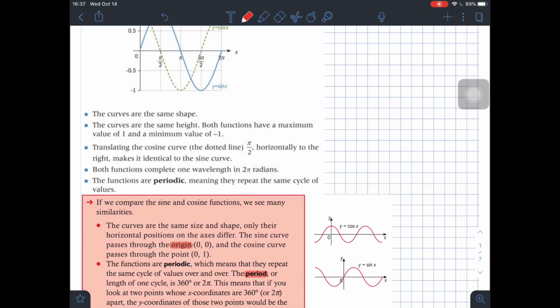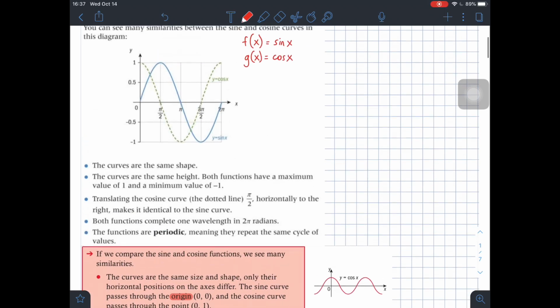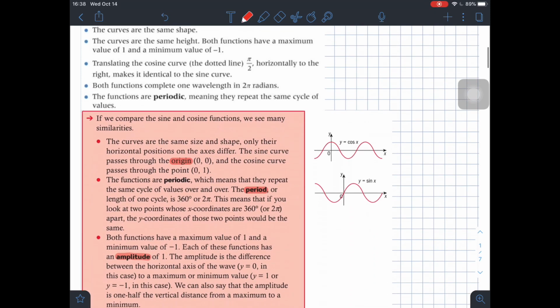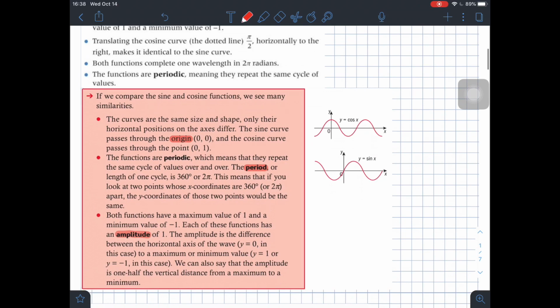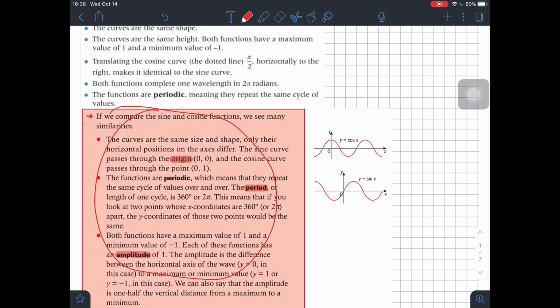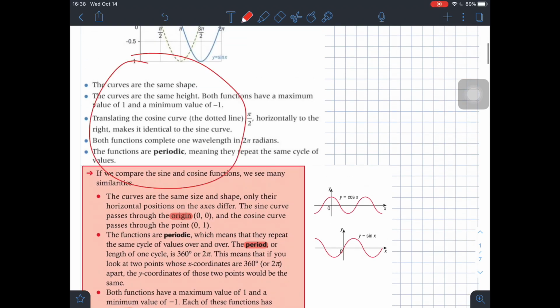Then it says the functions are periodic, meaning that they repeat the same cycle of values over time. So if we extend the blue function, it will continue repeating its pattern indefinitely. The same thing for cosine. It will repeat its pattern until infinity. Then it says, if we compare the sine and cosine functions, we see many similarities. This is kind of a more expanded summary of what we just read.